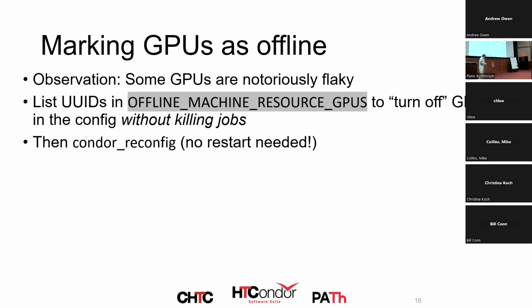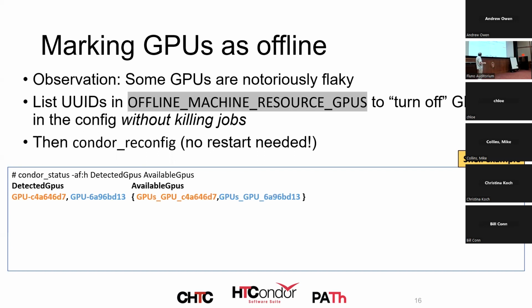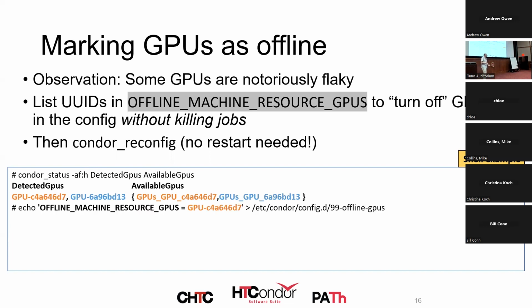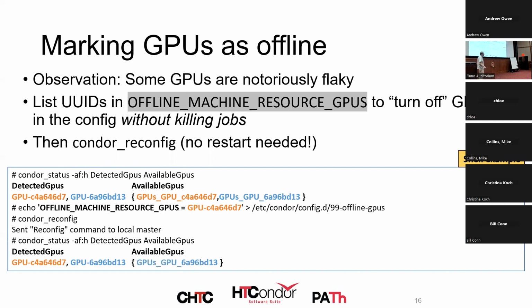And to show what that looks like, again, if I have this machine where I have these 2 GPUs available, let's say one of them is starting to become problematic, so I stick it into the config as the OFFLINE_MACHINE_RESOURCE_GPUS, and then run condor_reconfig. If I look at the machine again, you'll see that it's no longer listed in the available GPUs, and so that GPU will no longer be matched to jobs.